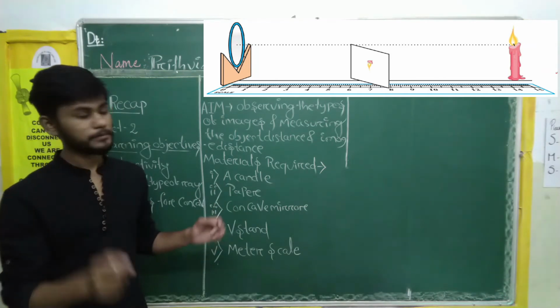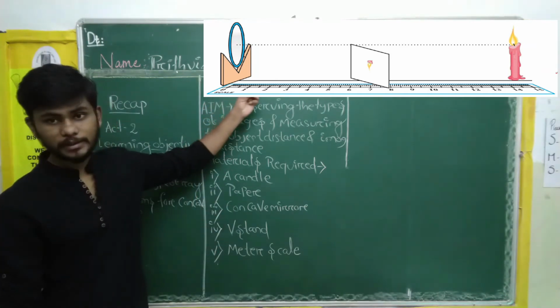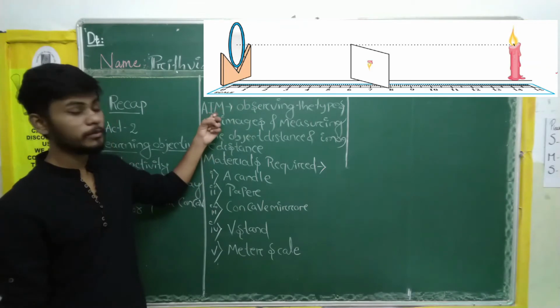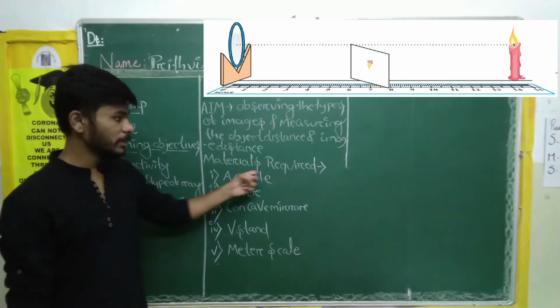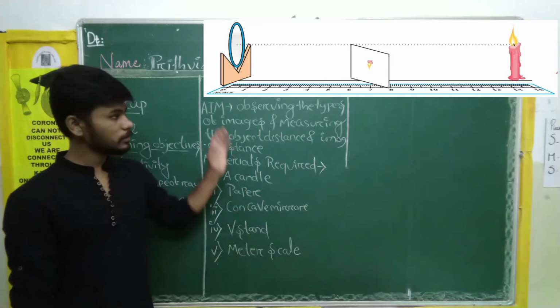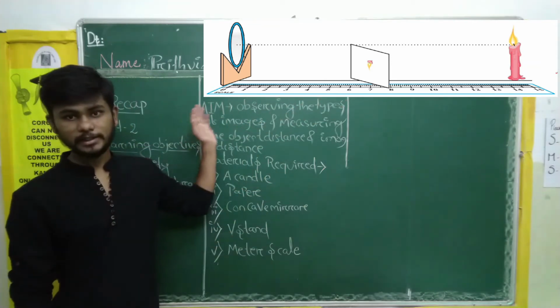Remember the hierarchy. First, you give the heading lab activity. Then the aim of the experiment. You need to write the aim of the experiment. Then you will write the materials required. Okay? You can write straight.